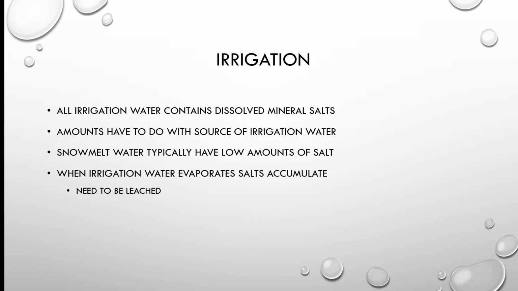So one thing to think about is all irrigation water contains dissolved mineral salts. And it really has to do with where the irrigation water comes from. Snowmelt water typically has a low amount of salt. Of course, in our area, that's not necessarily the case in places that use salt on the roads. And then when irrigation water evaporates, salts accumulate. So you may need to be doing some leaching. And we'll be talking about stuff like that next quarter when you take pests. You're going to see damage on foliage when you have too many salts accumulating on the roots.